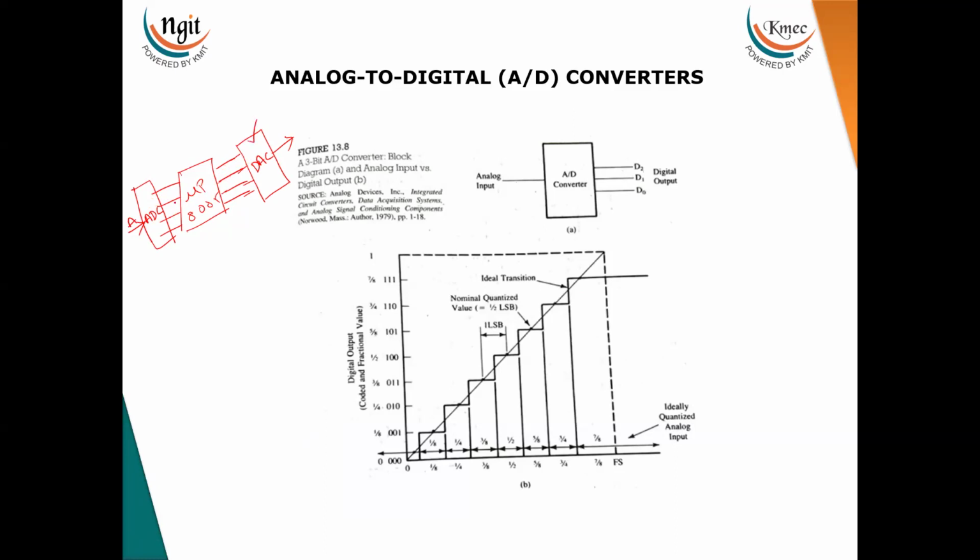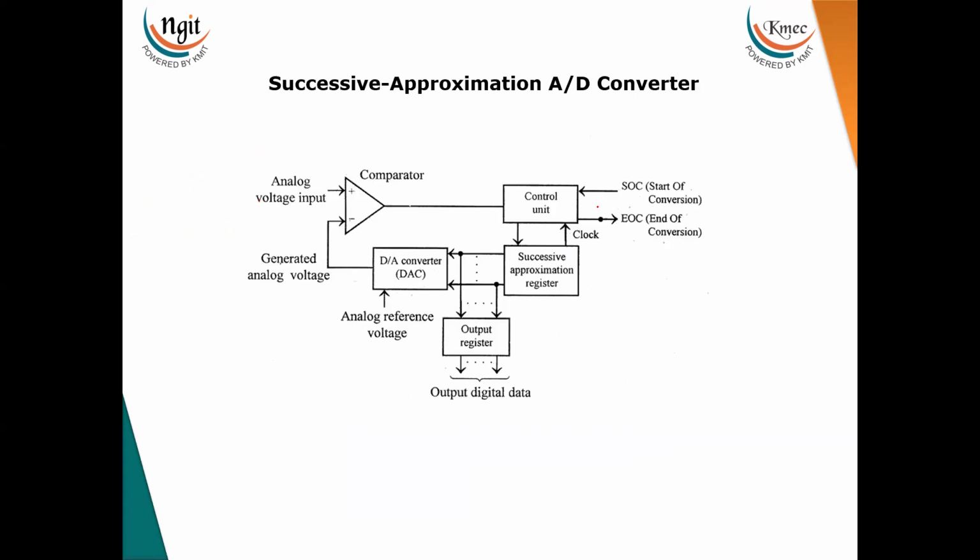Now this we are going to discuss. What is an ADC? An ADC is an IC where we give the analog input and it converts this analog to digital and gives the digital output. So now here we will see the successive approximation ADC converter, which we have already studied last semester in the digital electronics subject. Here the most important components are the comparator, the DAC, and the successive approximation register.